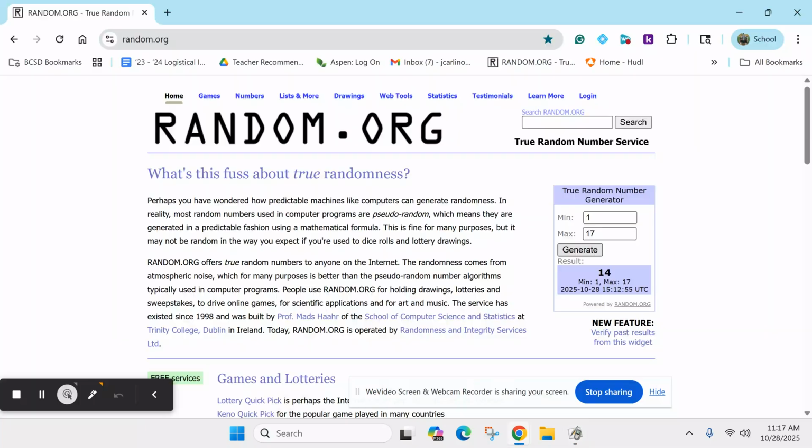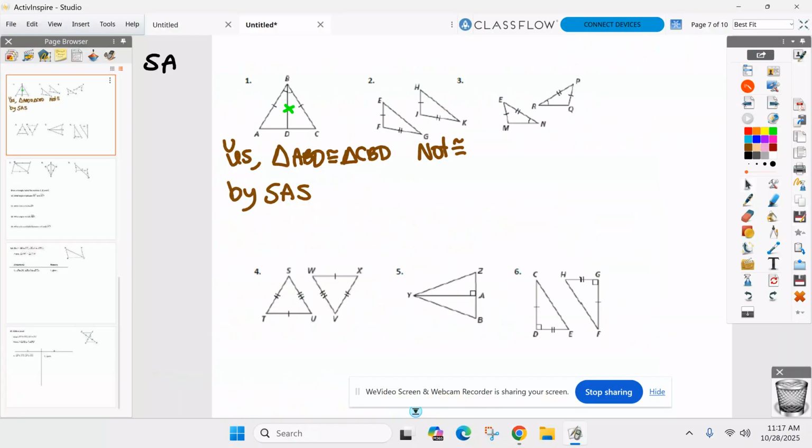So let's start with number 3 up there. Enough information to say they're congruent? Start it off, Sophia. Yes or no? Not congruent, correct. Why not? I do have a side and an angle, but the angle's not in between. Okay, so those are not congruent.